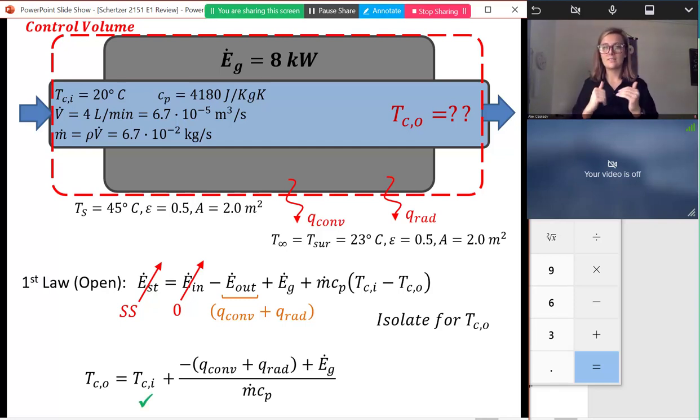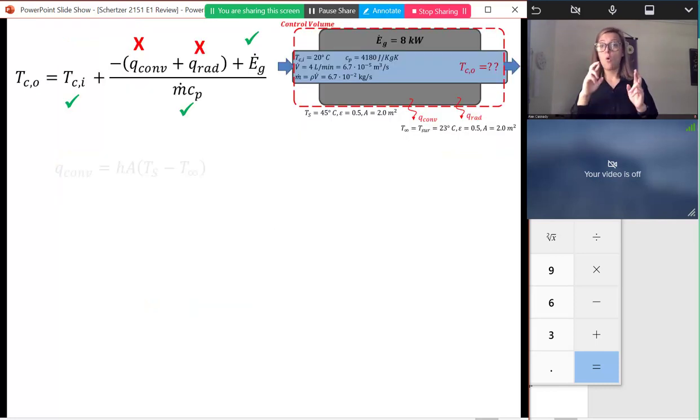So here I know T_C in, I don't know Q convection, I don't know Q radiation, I do know the energy generated, and I know m dot times Cp, right? I'm trying to find T_C out. So this is not too bad. I know maybe half of the things that I need to know, and hopefully I can find equations for those other things. So first, I'm going to look for the convective heat transfer from the surface of this component to the atmosphere.